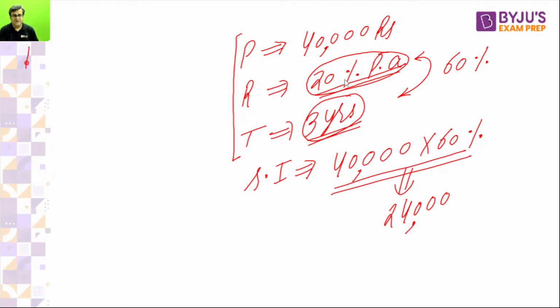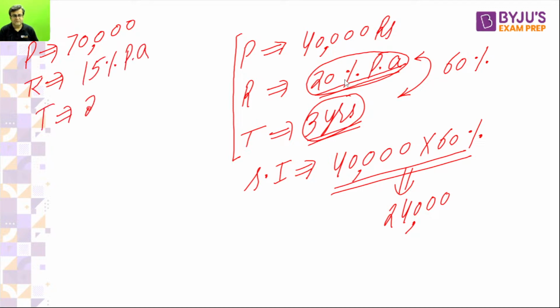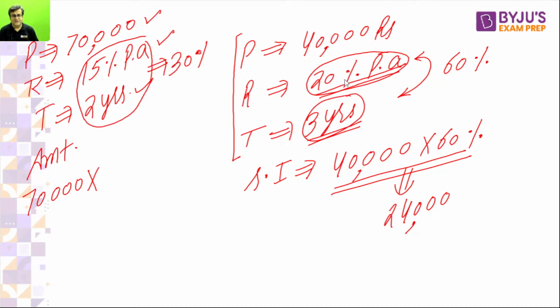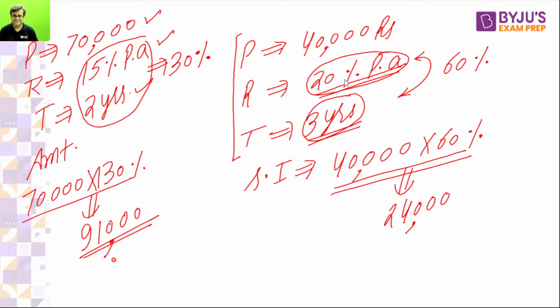So what about amount? Let's suppose somebody deposited 70,000 rupees, rate is 15% per annum, and time is 2 years. Find the amount in that case. If 70,000 is the principal, 15% per annum is the rate, and time is 2 years, total interest will be 30%. 70,000 ka 30% is the interest. But what about amount? 13 sevens are 91, so amount will be 91,000 rupees.